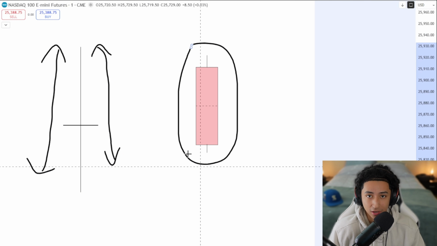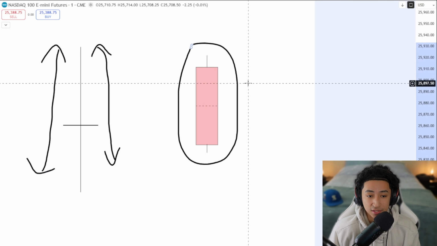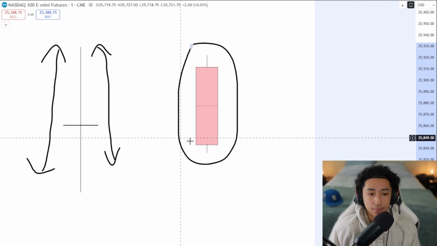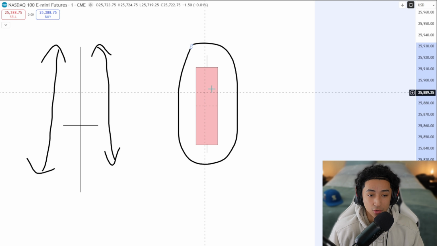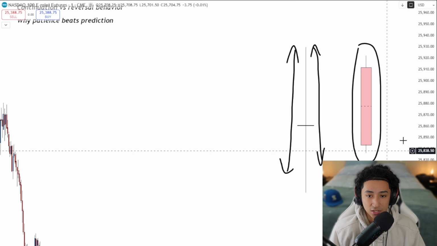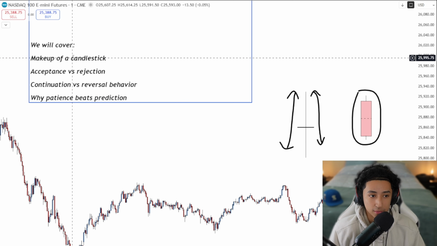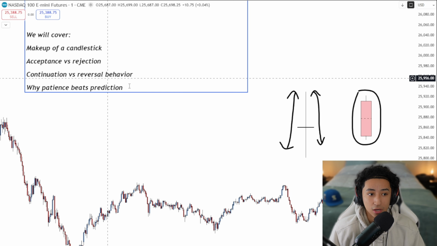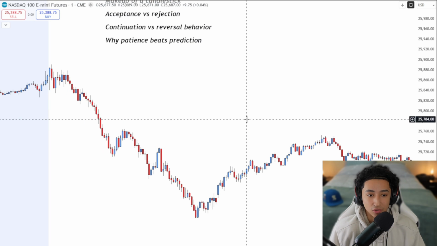Based on the structure of the market, the trend, all the context you can take from both the anatomy of the candlestick and the behavior of what's going on, you can put those clues together. So now we can talk about that a little bit more. We've already talked about the makeup of a candlestick. Now we're going to talk about acceptance versus rejection.